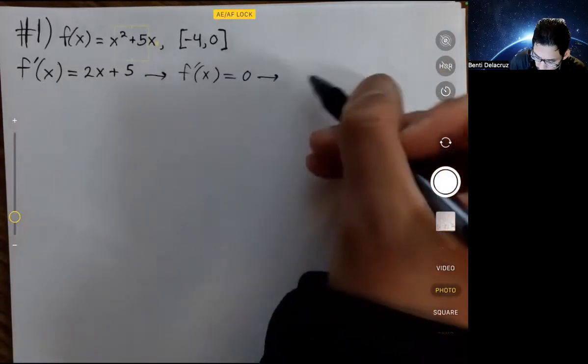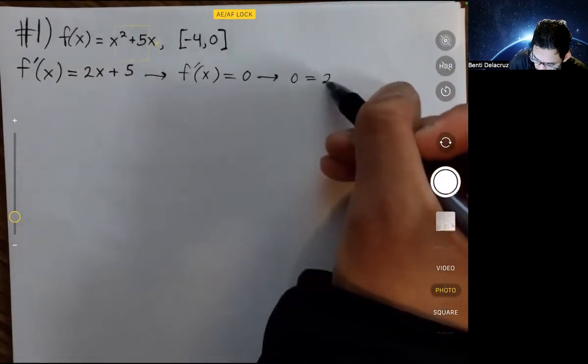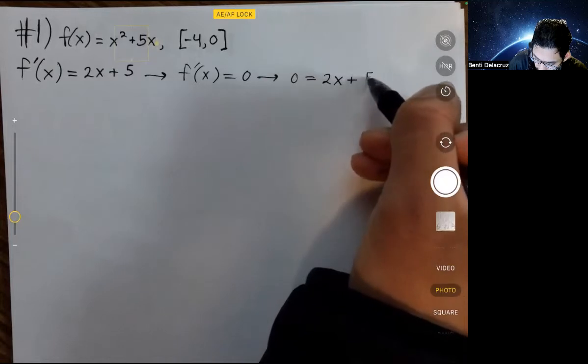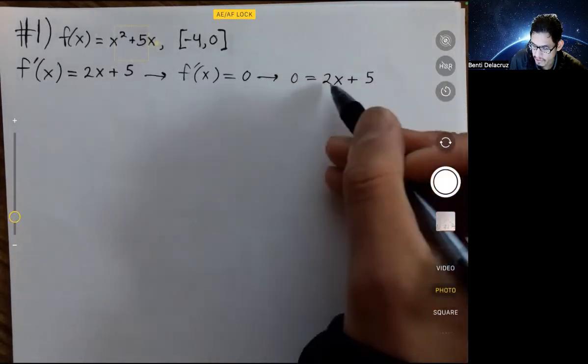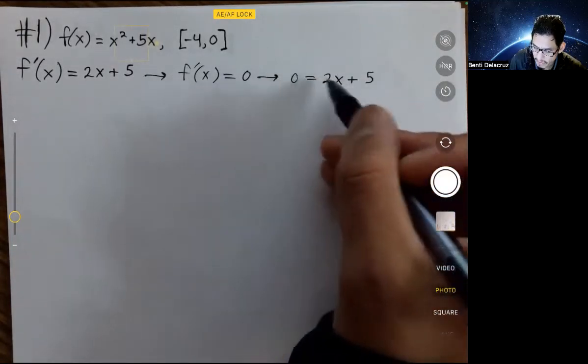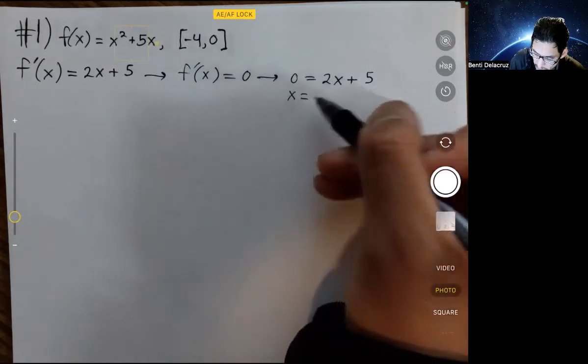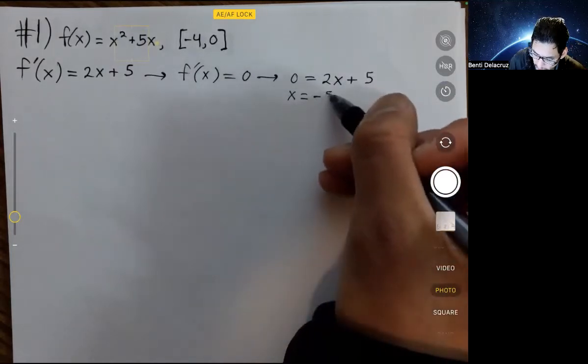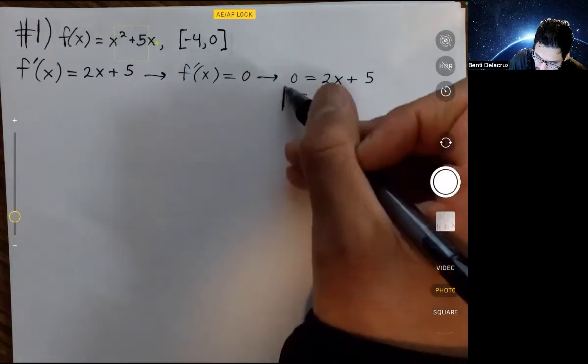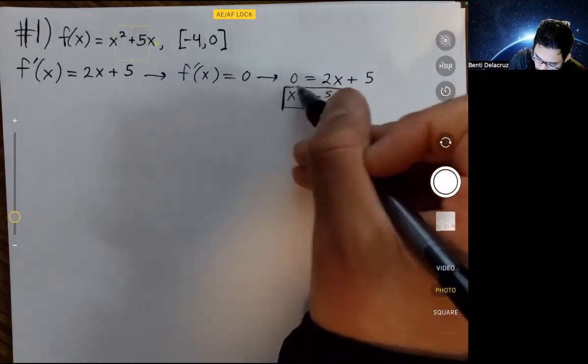So we find where this equation is satisfied. So it's 0 equals 2x plus 5. So take away 5, divided by 2. That means x will be -5 halves. So this is one critical value.